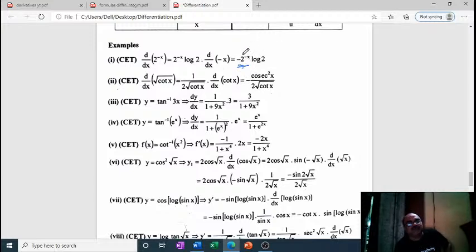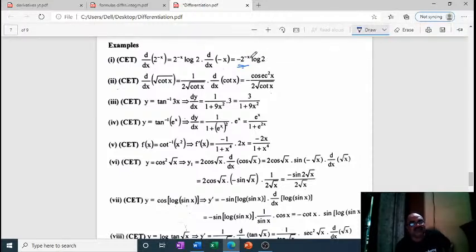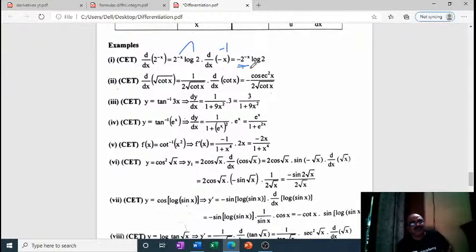Purposefully they give you two options, friend. One is 2 power minus x into log 2. Another one is minus 2 power minus x log 2. And if you take the first one, you are wrong, because differentiation of minus x is minus 1. So minus 1 into this value gives the minus.